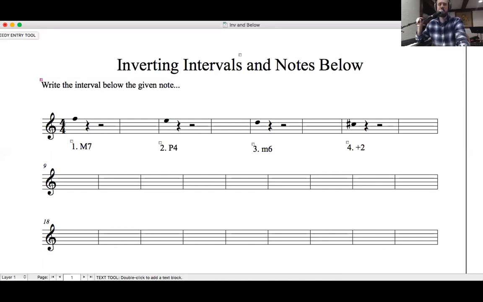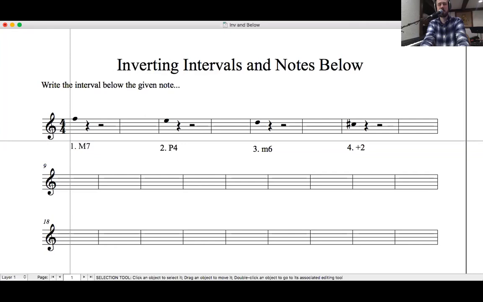So we've always written intervals above notes, but here we have to write the interval below the note. So if we start here, we can see already we're in for a fun time because we've got an F and we need to write a major seventh below that note, which seems really daunting, but the trick is we can use inversions to really make this go very smoothly.